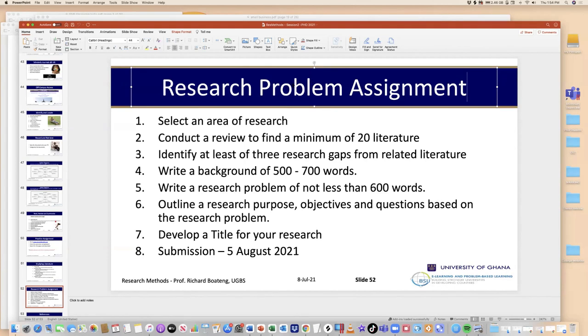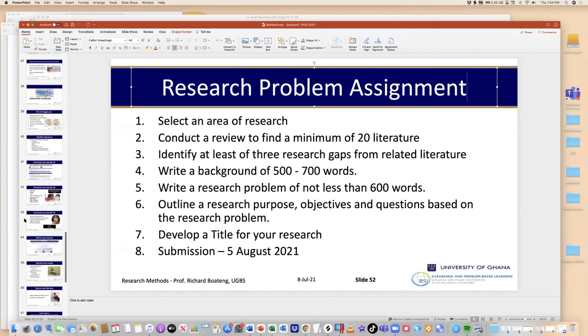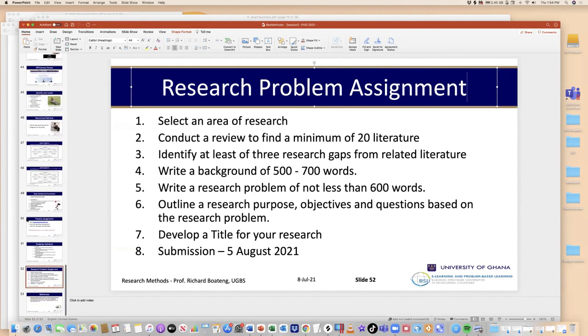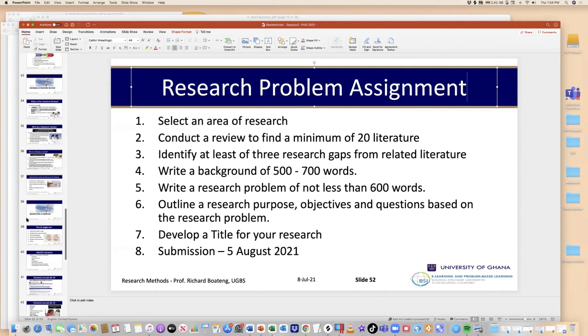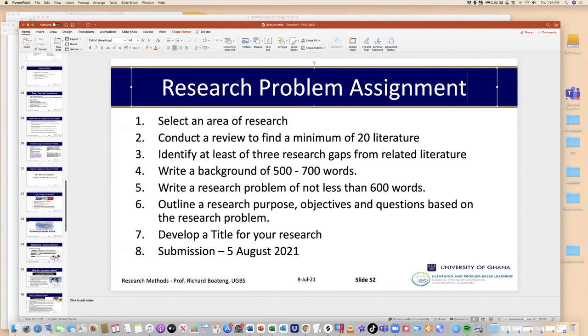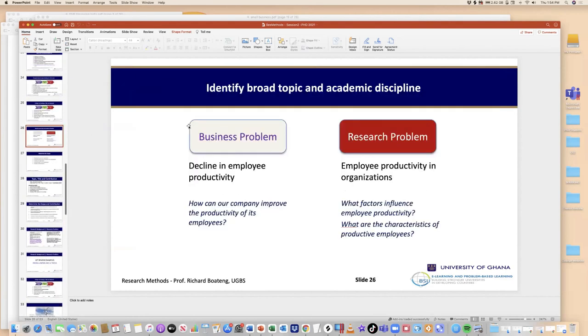Asamoah, you can go ahead. Okay, Prof, thank you. If you identify an issue at your workplace and you want to research into that, how do you scale up from the issue level to the discipline and all that you talk about? Maybe the motivation for going into that research is the fact that you identify an issue at the workplace, and you want to see how best it can be fixed. So how do you make it a bit more academic?